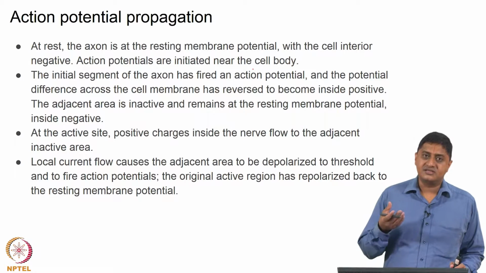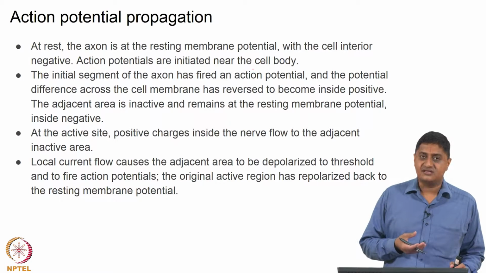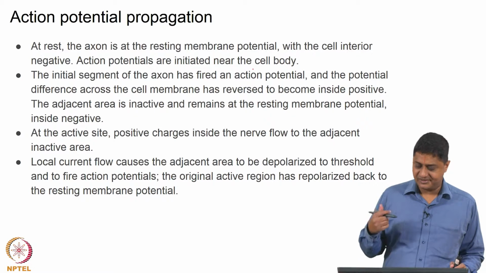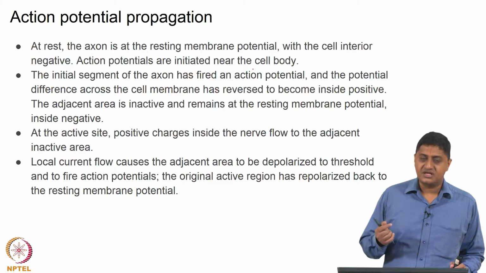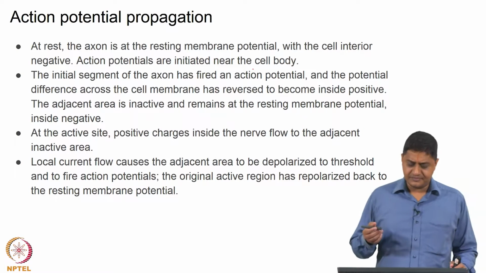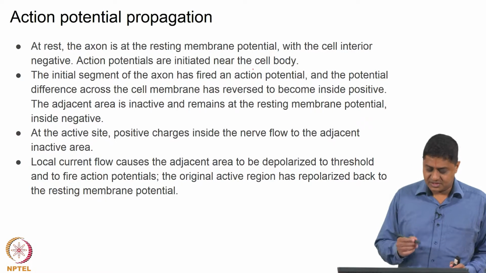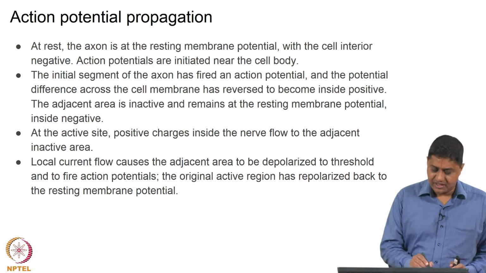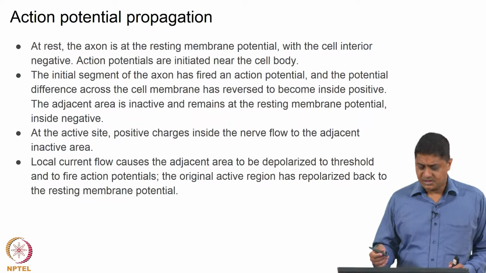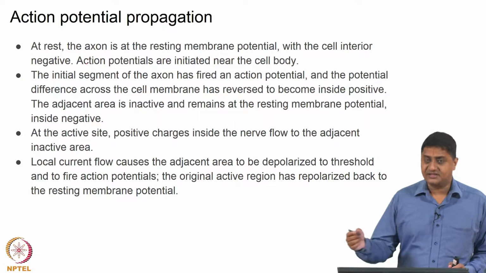Right. So, at rest the axon or the neuronal cell membrane is at resting membrane potential. That means the inside of the cell is more negative when compared with the outside, and at some points either due to a stimulus or due to the opening of voltage gated sodium channels, for a brief amount of time the membrane will become more positive. This situation is called action potential, and action potentials are usually initiated near the cell body or the soma. We will discuss that in the next slide.